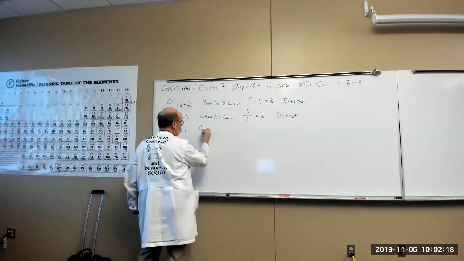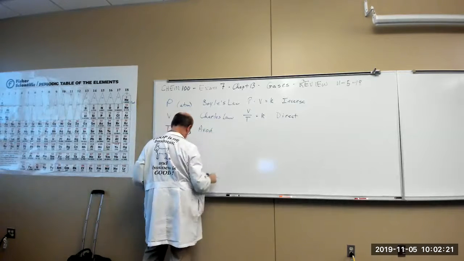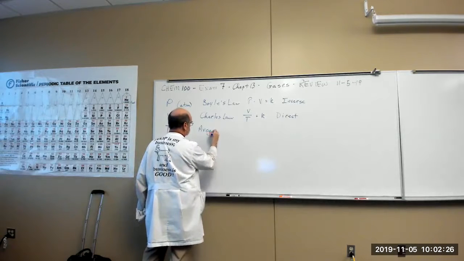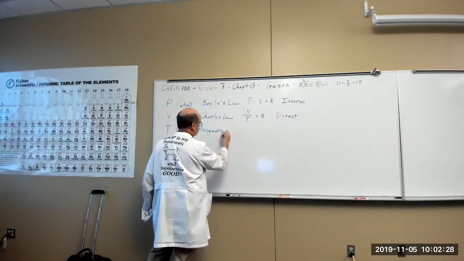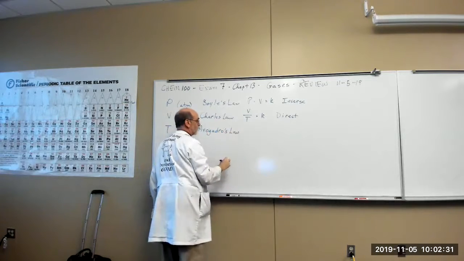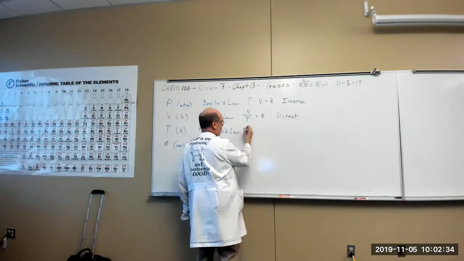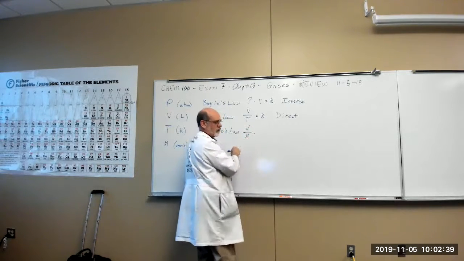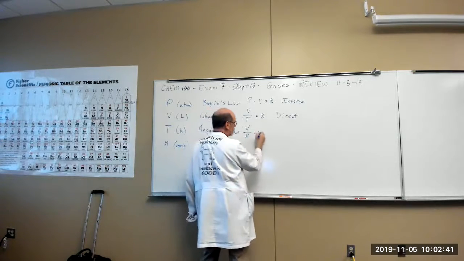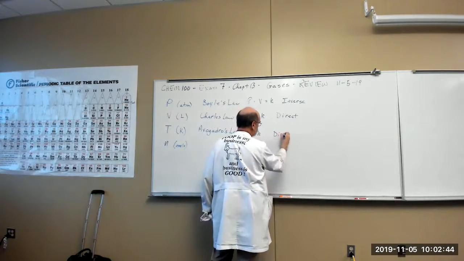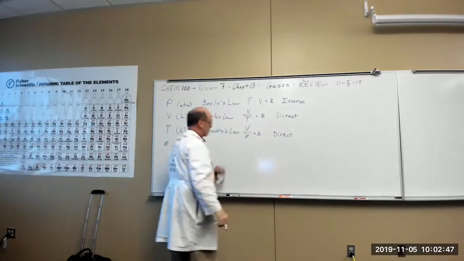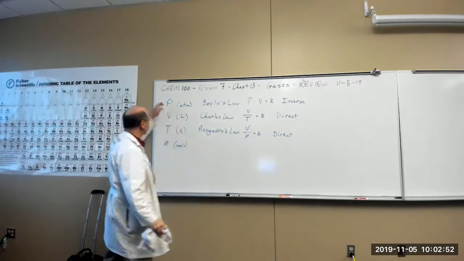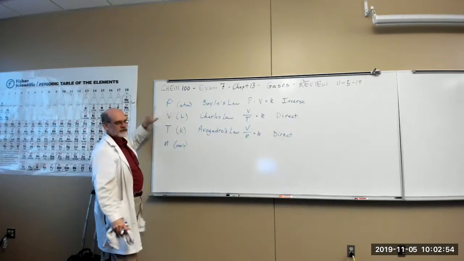The next one, historically speaking, is Avogadro. For Avogadro's law, Avogadro investigated the change of volume with respect to a change in number of moles. And this also is a direct proportion. So if we're going to let volume and moles change, we have to hold pressure and temperature constant.